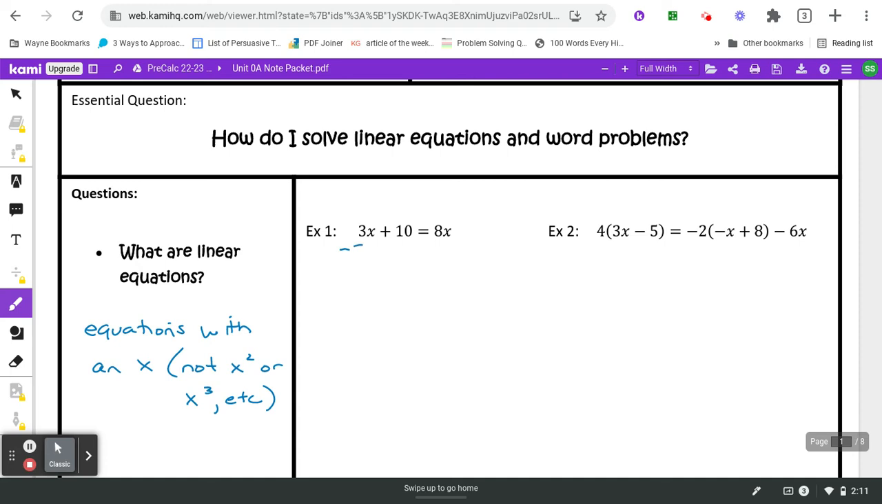So problem number 1, subtract 3x. And divide both sides by 5. 2 equals x, or x equals 2.